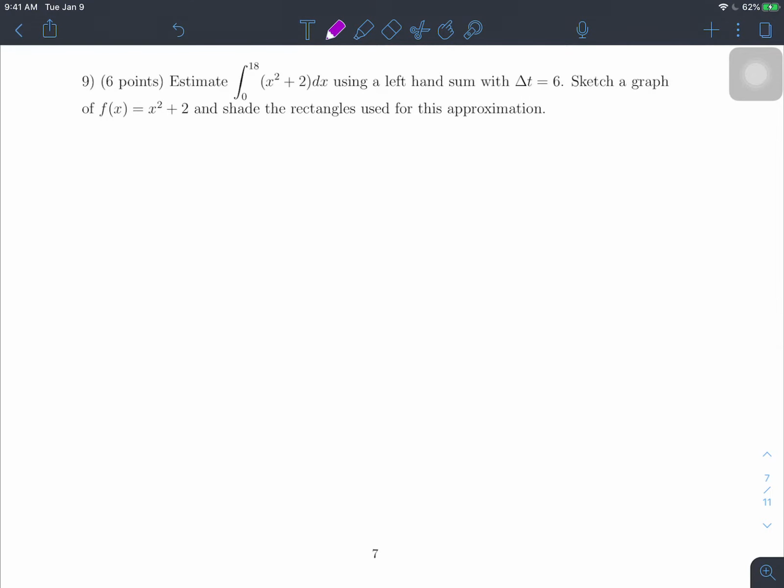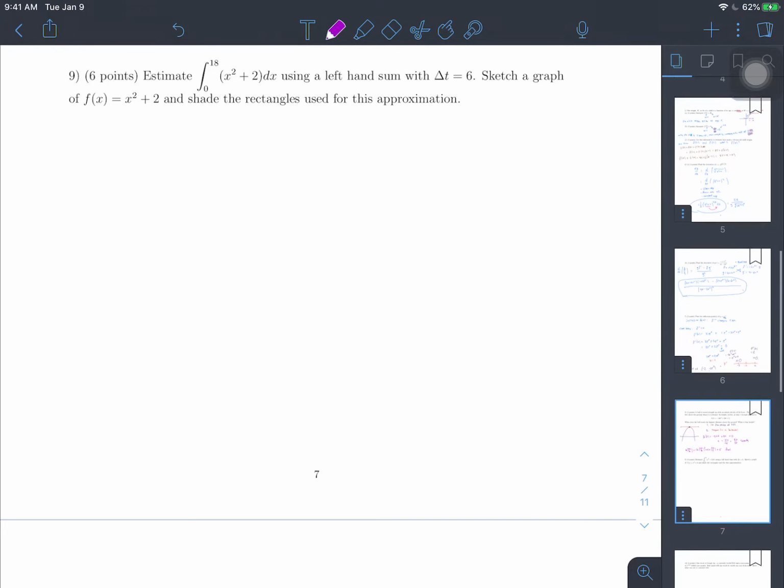Oof, this is going to be a long one. Okay, better add a page in here.